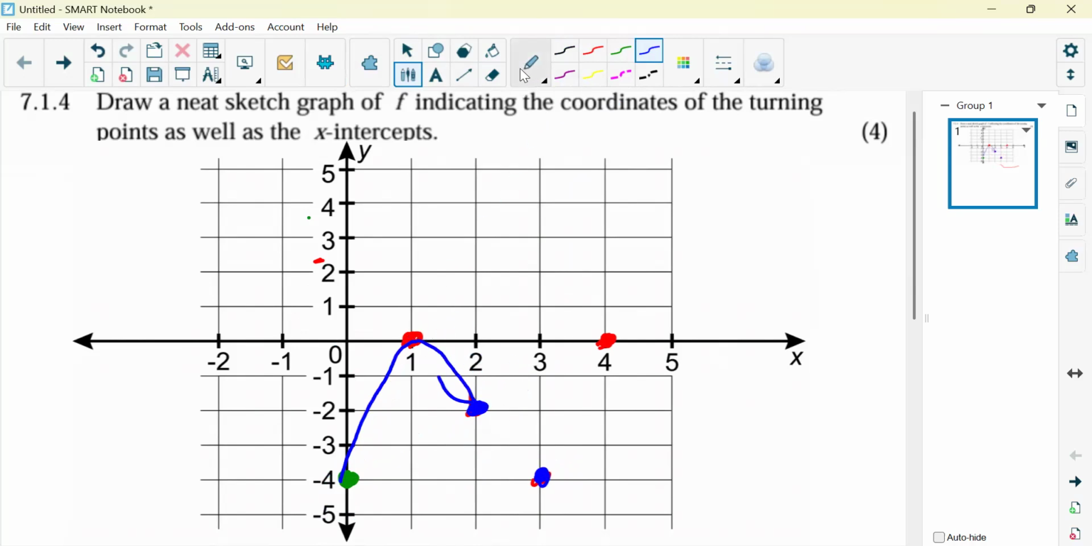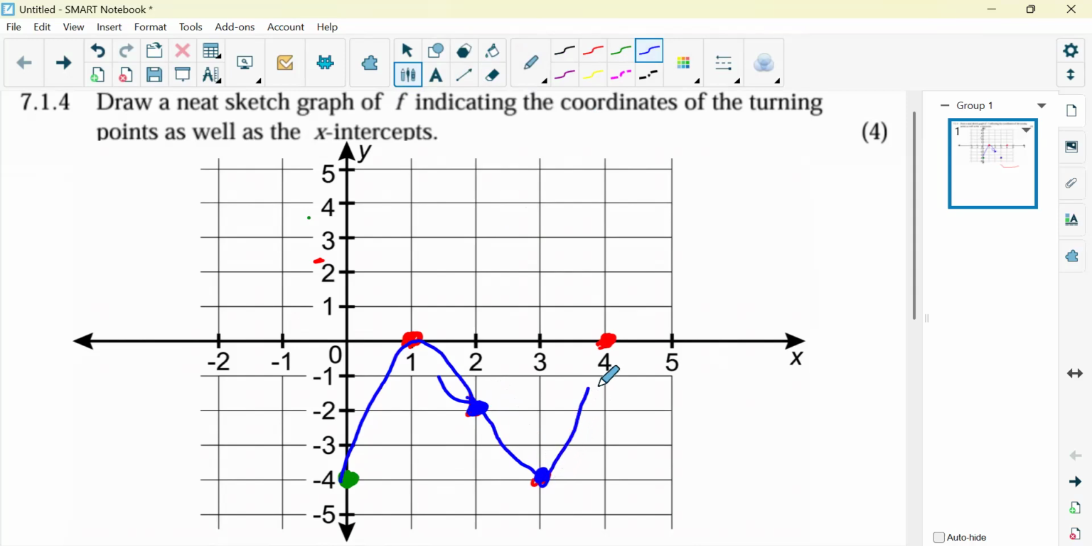So from 1, what is the next dot that we have? The next dot that we have is 2, which goes with -2. Yeah, so you go there. And then from there onwards, you have 3, which goes with -4. You go there, just following the dots as they follow each other.